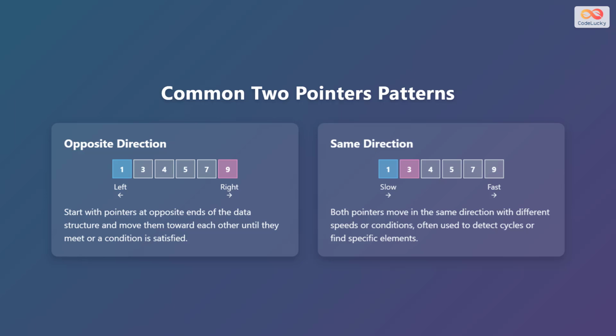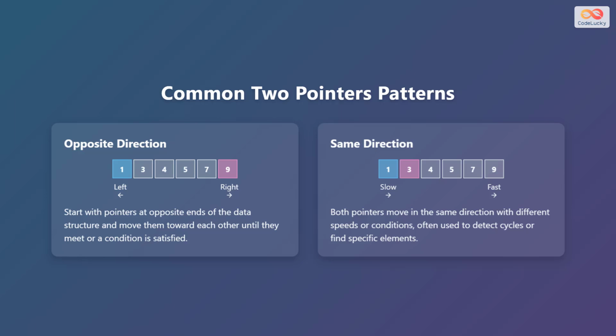Now let's explore some common patterns within the two-pointers technique. One common pattern is the opposite direction approach. In this approach, you start with two pointers at opposite ends of the data structure and move them towards each other until they meet or a specific condition is satisfied. This pattern is often used when working with sorted arrays or palindromes, as we discussed earlier.